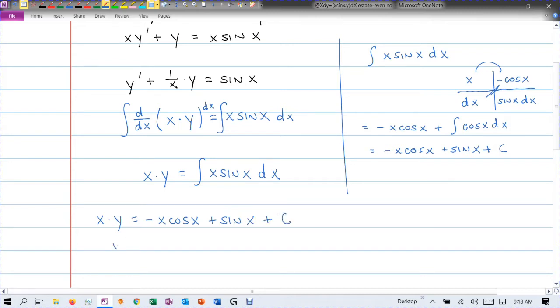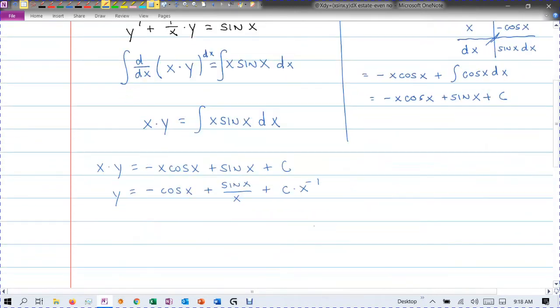Divide everything by x to get y by itself, so we get negative cosine x plus sine x over x plus c over x, or you could write c times x to the negative 1, however you want to write that. And that, I believe, is number 13. Yeah, number 13. Let me double check it.